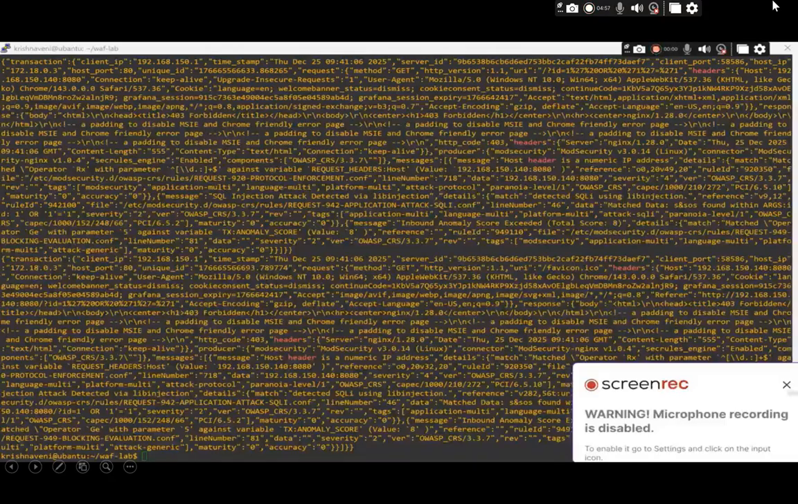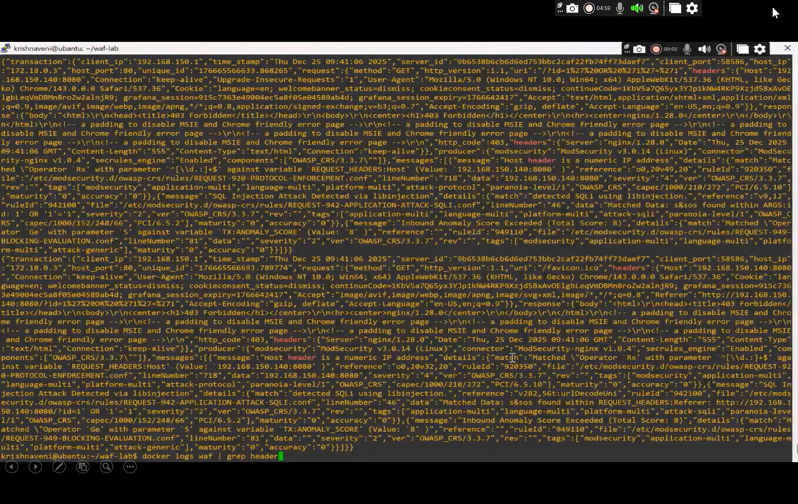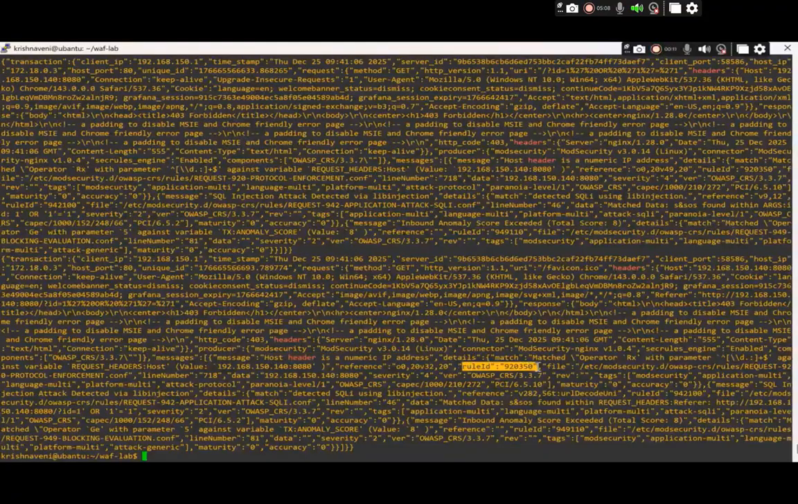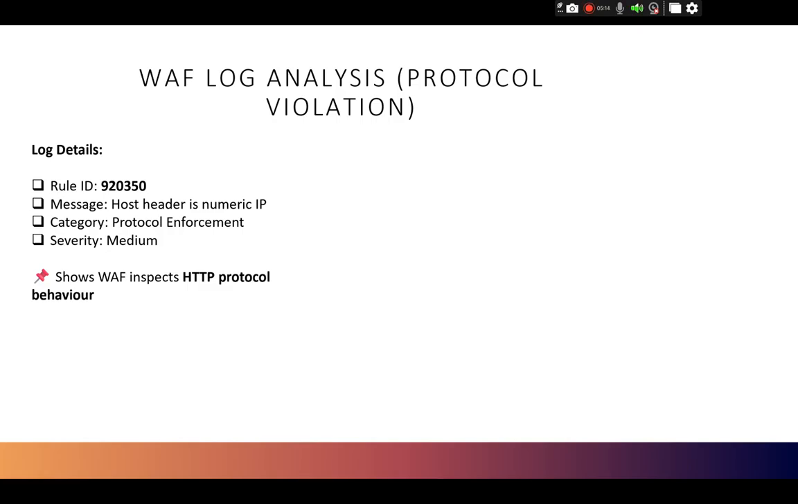This log shows a protocol-level violation. The WAF detected an abnormal host header using a numeric IP address. This may not always be an attack, but it is suspicious behavior. WAF logs such events so security teams can analyze them later.